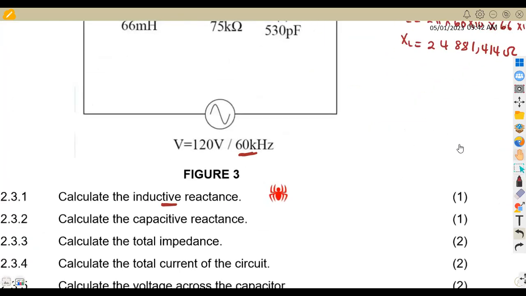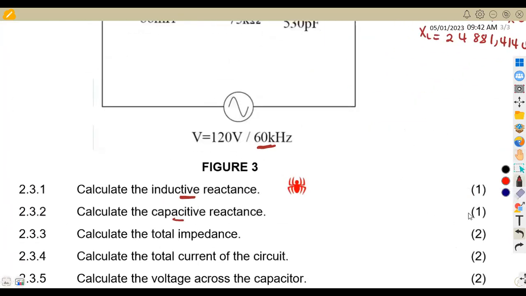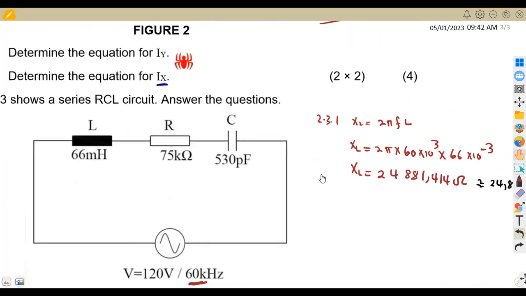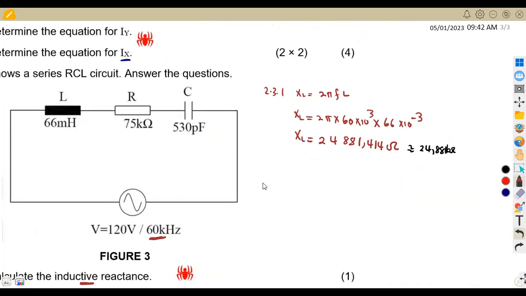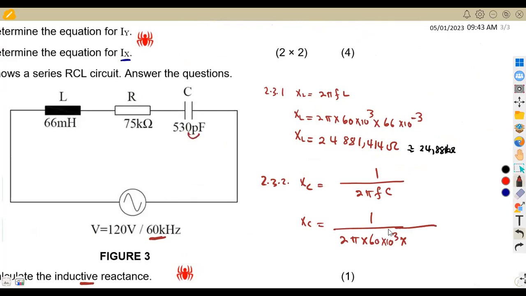We are now asked to determine the capacitive reactance. Again, 1 mark. Capacitive reactance, that is our XC. You can take it from the formula. This one is a direct application of the formula. We know that XC, so this is 2.32, XC is equal to 1 over 2 pi FC. So you can substitute our values: 1 over 2 pi times the frequency, 60 kilohertz, 60 times 10 to the exponent of 3, times the capacitance, which is 530 picofarads, meaning to the exponent of minus 12. That's picofarads.